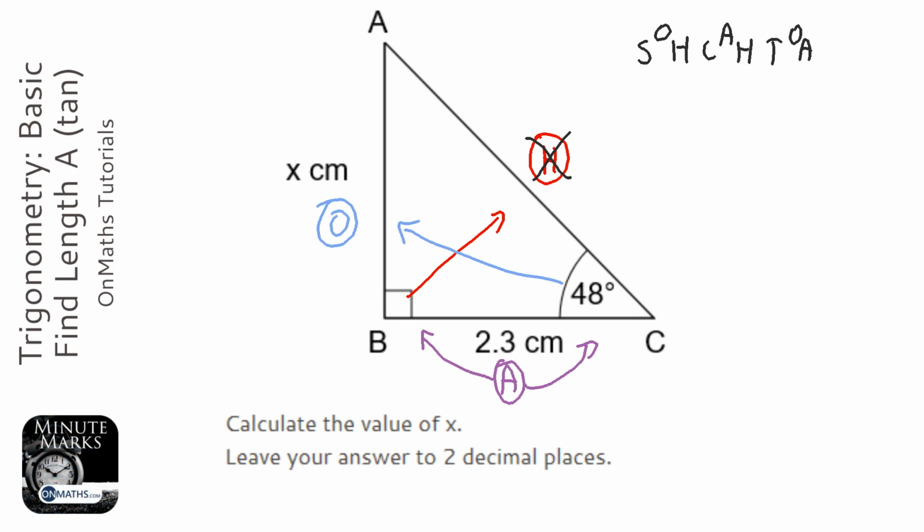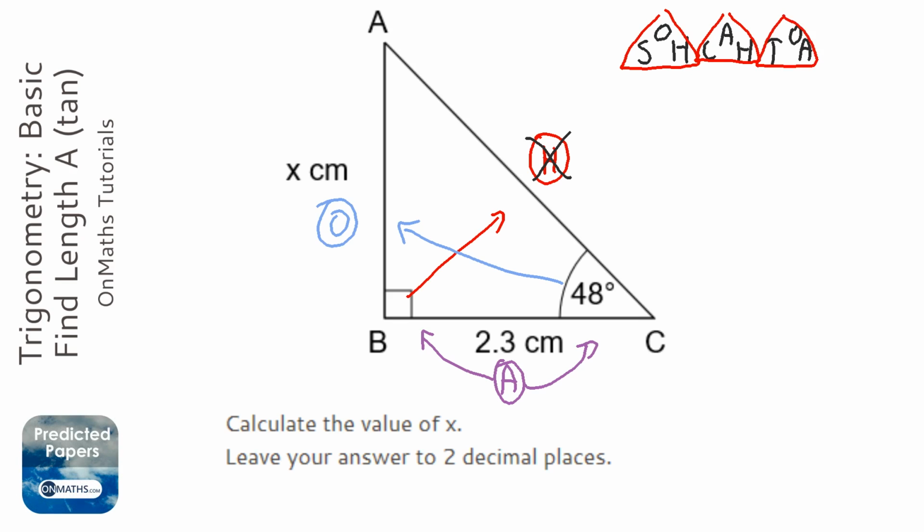And this you need to remember for the exam. This is a collection of three triangles, the SOH, the CAH, and the TOA. Now, we're only using one of these triangles for this question. If you have a look, the SOH and the CAH both have an H in them, and we've crossed the H out. The tan, the TOA, is the one that uses the O and the A, so we're going to use that one for this question.